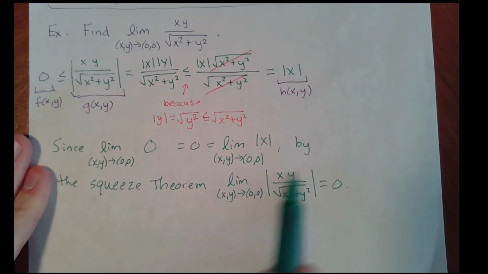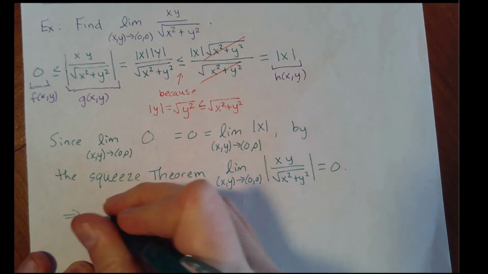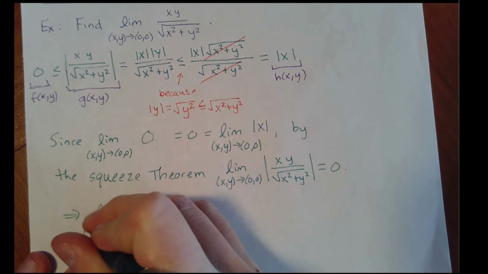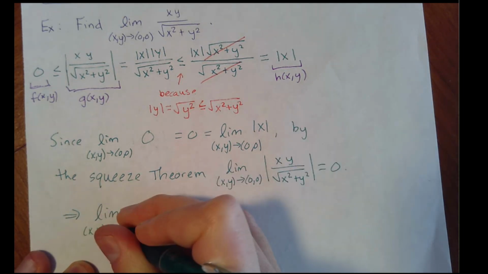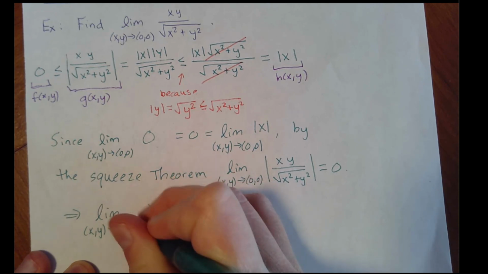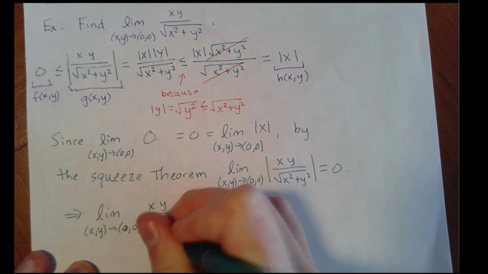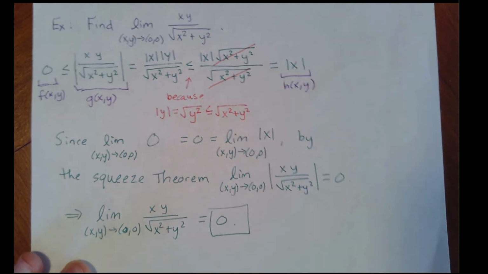But if the limit of the absolute value of that function is 0, then this implies that the limit of the same function without the absolute value also has to be equal to 0. So we found the limit.